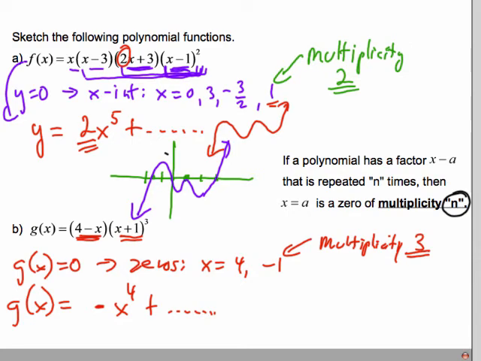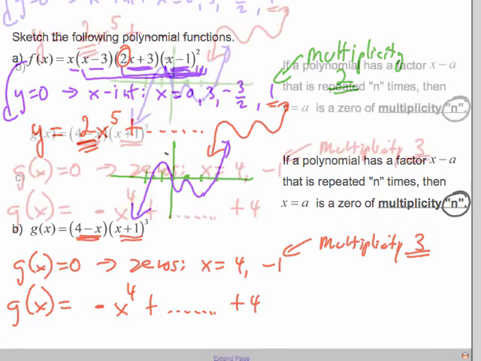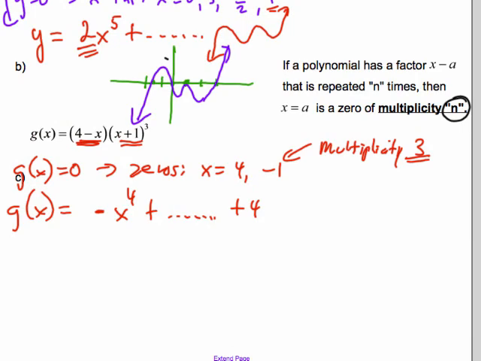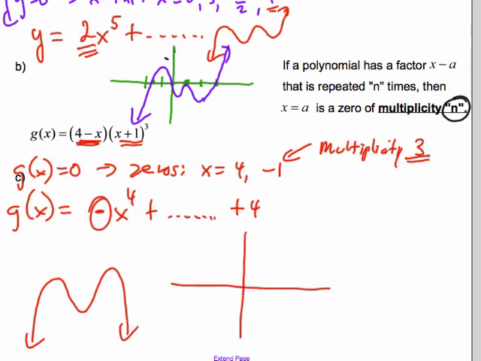And while I'm at it, I can calculate the y-intercept. If x is 0, the constant term at the end will be 4. And so generally I know that my graph, with negative leading coefficient and power 4, starts down, and it has 3 hills and valleys. Okay, and it has a y-intercept of 4, so I know it's going to cross there. X-intercepts here.